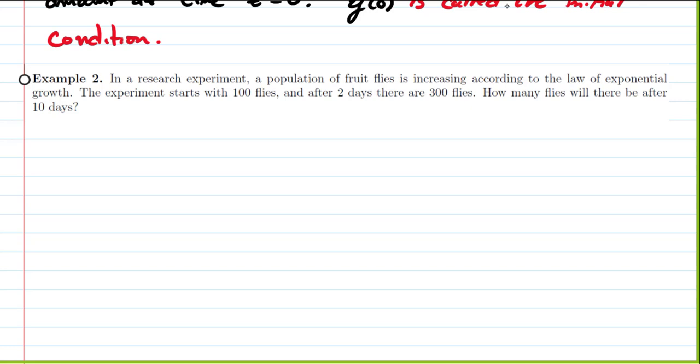Whereas in the physical sciences, they presuppose that it's either growing or decaying and select their model, whereas we solve the general model and then decide afterwards, is it growth or decay? So we'll see that in action here.